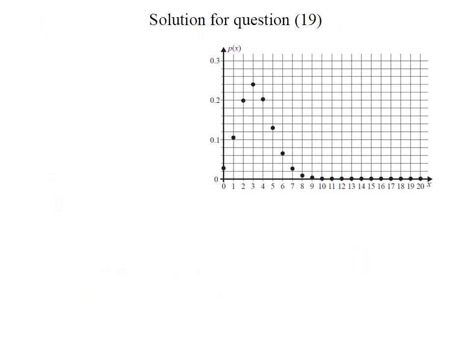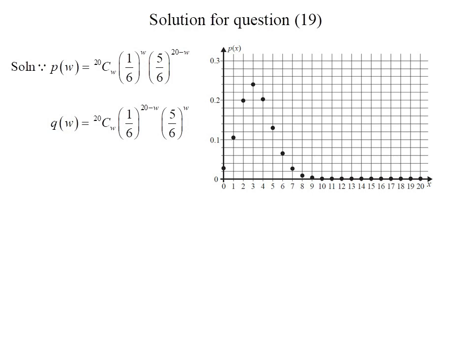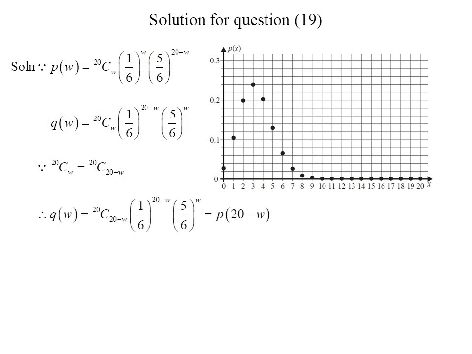According to the binomial probability distribution function and the assigned meaning for W, P of W equals 20 C W multiplied by 1 over 6 to the W multiplied by 5 over 6 to the 20 minus W, while Q of W equals 20 C W multiplied by 1 over 6 to the 20 minus W multiplied by 5 over 6 to the W. Since 20 C W equals 20 C (20 minus W), Q of W equals 20 C (20 minus W) multiplied by 1 over 6 to the 20 minus W multiplied by 5 over 6 to the W, which equals P of 20 minus W. So the answer for question 19 is A.